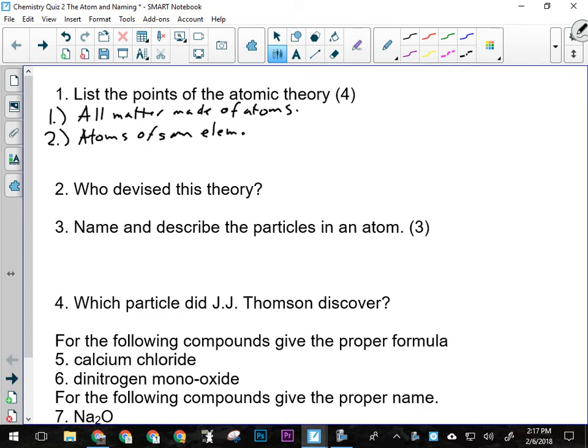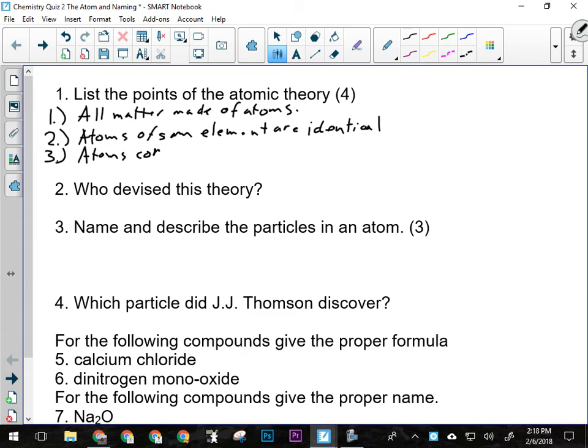Nope, doesn't have to be in order. Atoms of the same element are identical, or atoms of different elements are different. That's fine too. Point number 3 is the whole number ratios one. So atoms combine in whole number ratios to form compounds. They must have something about whole numbers in there.